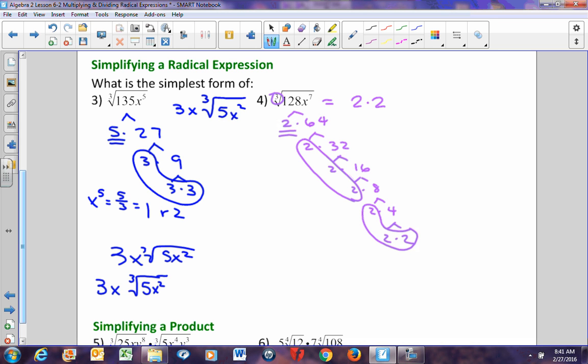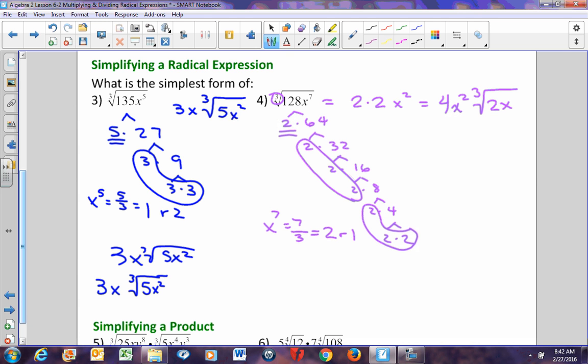Okay, variable-wise, I have x to the 7th. So that's going to be 7 divided by 3. 3 goes into 7 2 times with a remainder of 1. So I can take out 2 x's, x squared, but I leave 1 x behind. So basically what I have here is 4x squared cube root. I left a 2 behind and I left an x behind, of 2x.